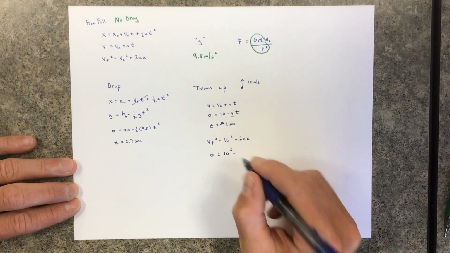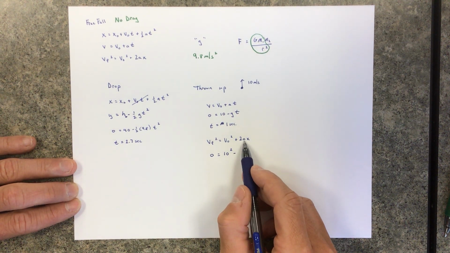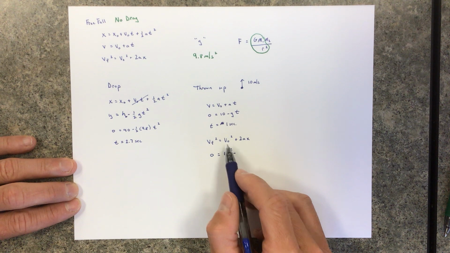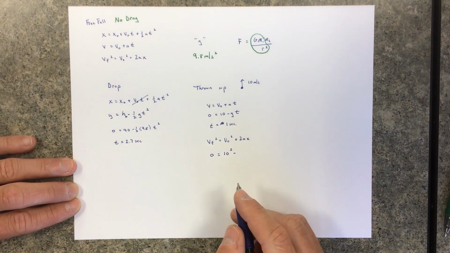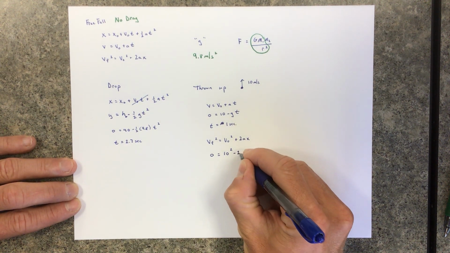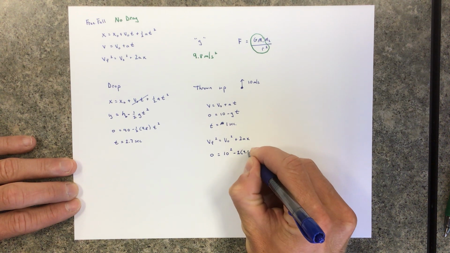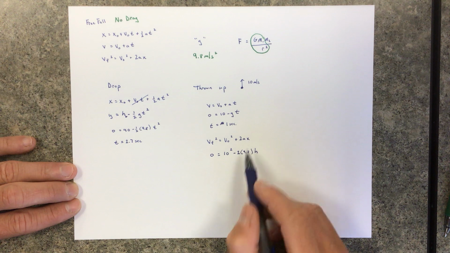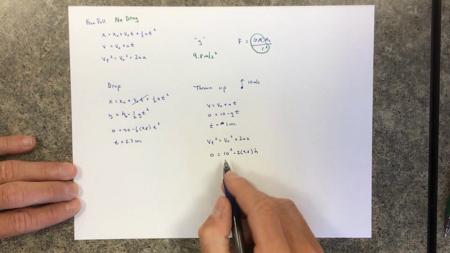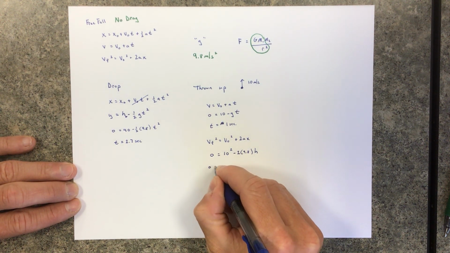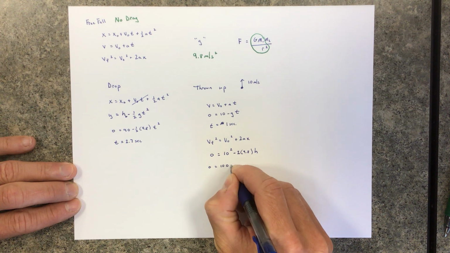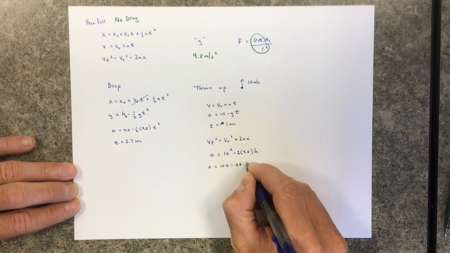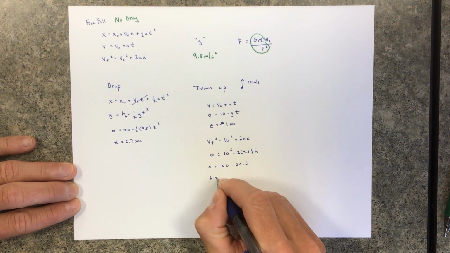This is going to be a minus because in this case the acceleration is opposite the initial velocity. The velocity is up and the acceleration is down, so it's a minus 2g, which is 9.8, times h, because this is a vertical distance. Again, this is going to be 100, and this is really close to 20, so the height is going to be really close to 5.